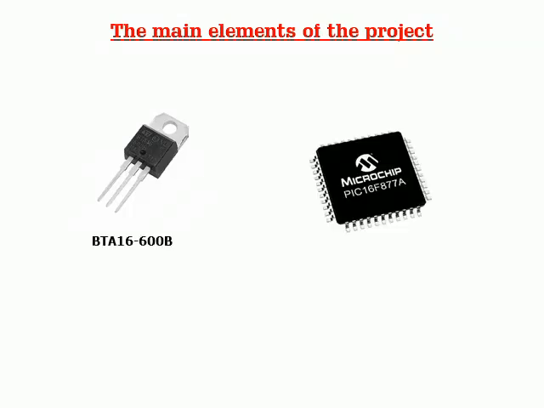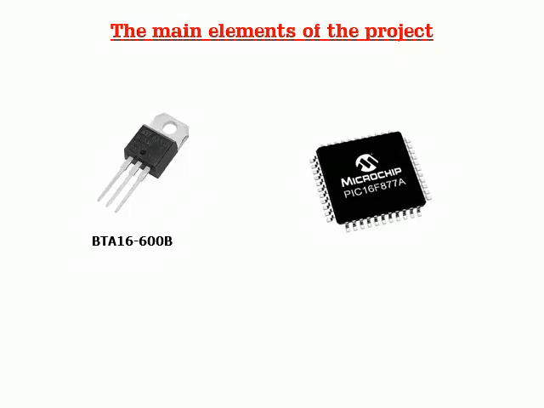The main elements of the project. TRIAC is the heart of the project, and the main control element in the phase control process. In this study, we used the TRIAC BTA16 and the Microchip 16F877A microcontroller. We assume here that you have sufficient experience with microcontrollers. Of course, you can use any other equivalent elements. For example, you may use the Arduino instead of the microcontroller.